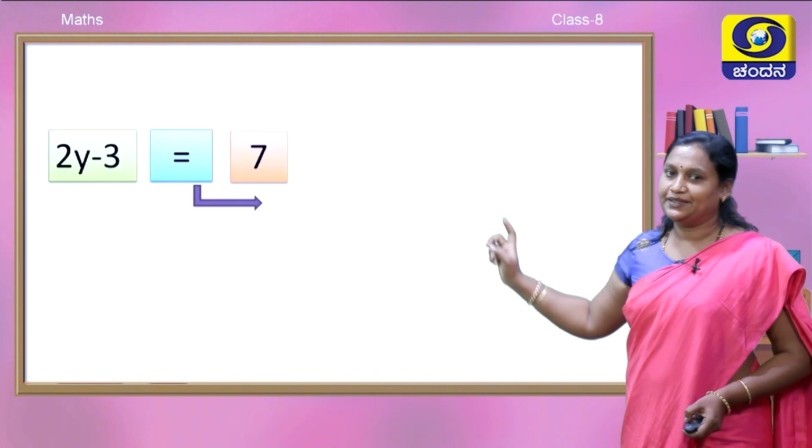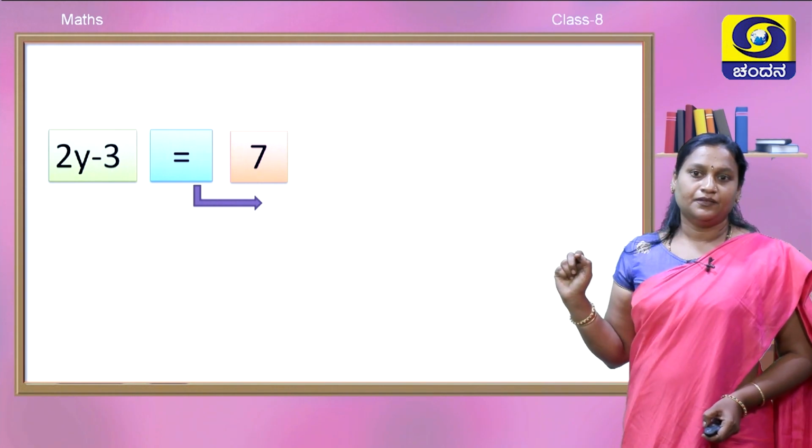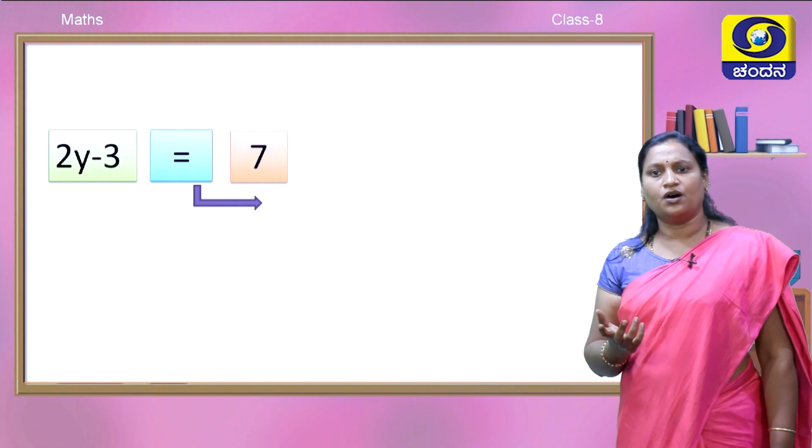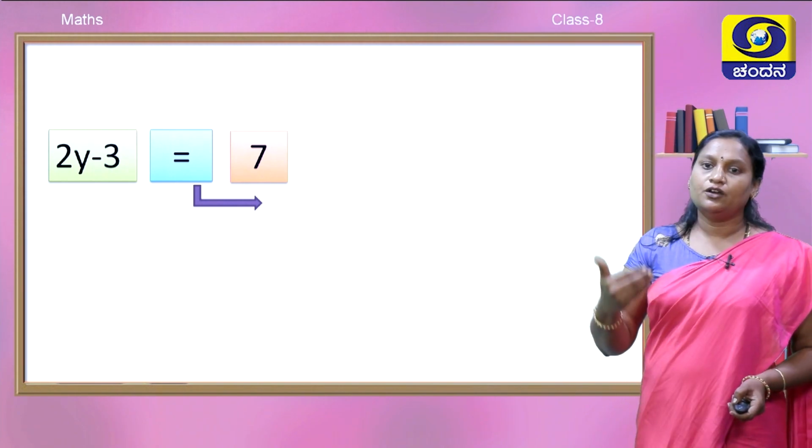Now 2y minus 3 is equal to 7. You know, there is an equal sign. Then in our problems, we will be writing LHS, RHS and so on, which you have been listening to in your previous classes.